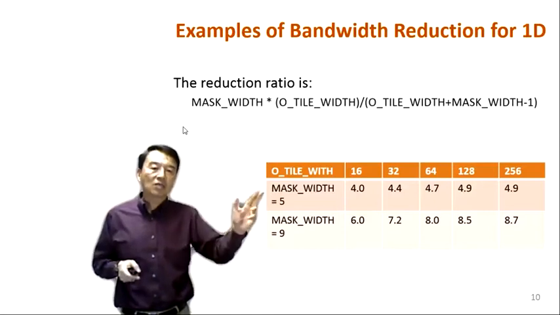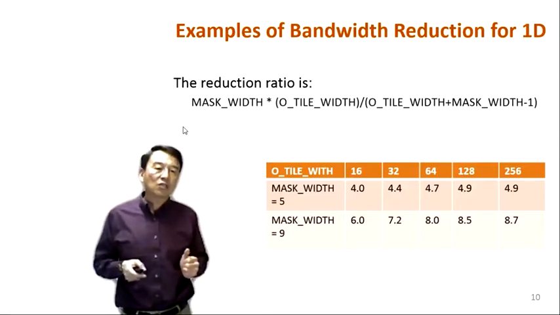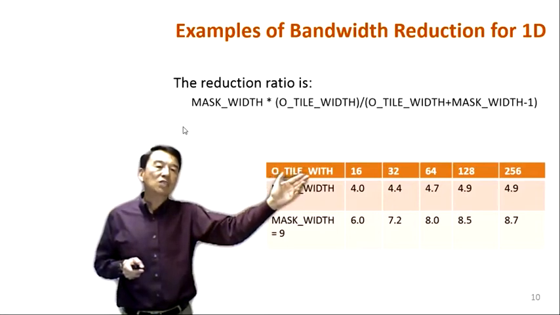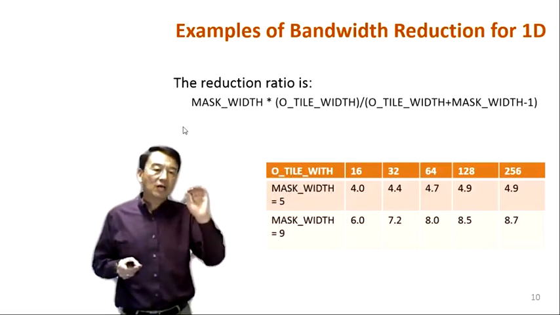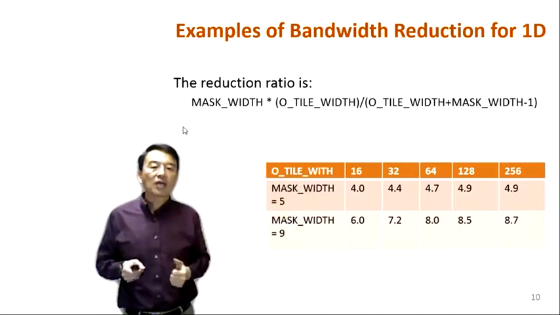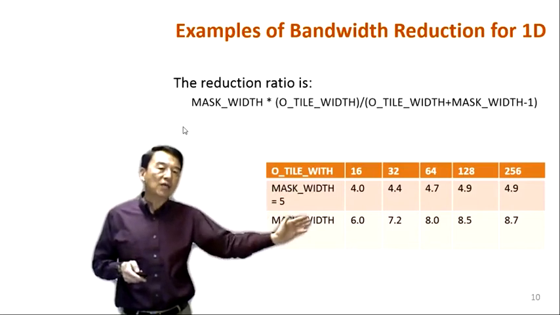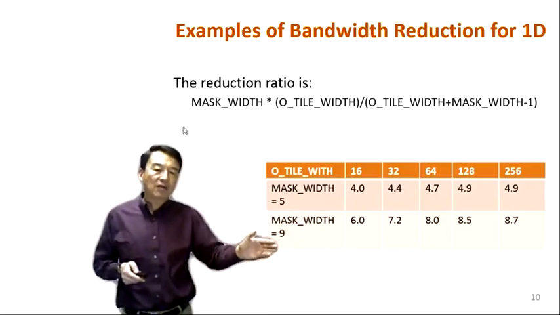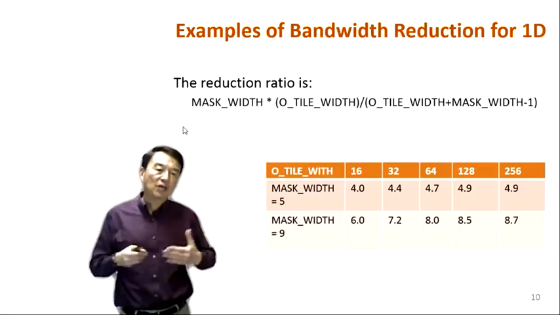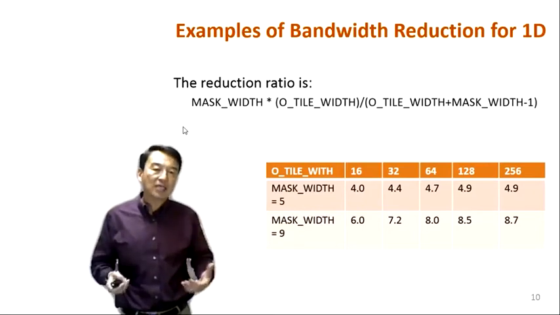And so this demonstrates an interesting fact. Whenever we have a tiled convolution, we would like to have a reasonably large output tile width, so that we can actually have a reasonably good memory bandwidth reduction ratio as a result. And this tile needs to be even bigger if the mask width is wider. So this motivates the use of bigger tile sizes and bigger block sizes and so on.